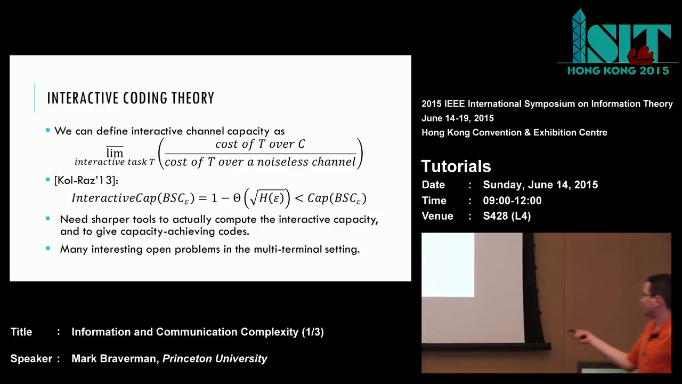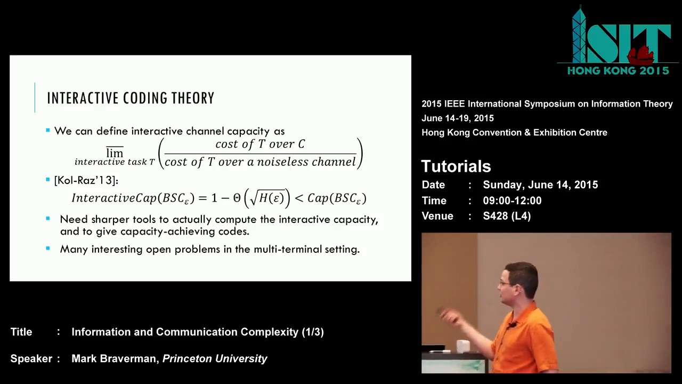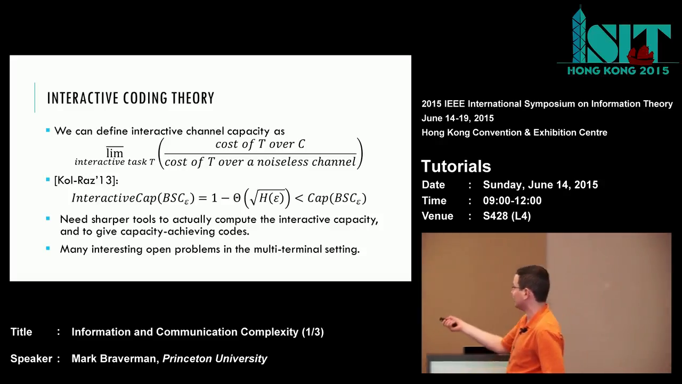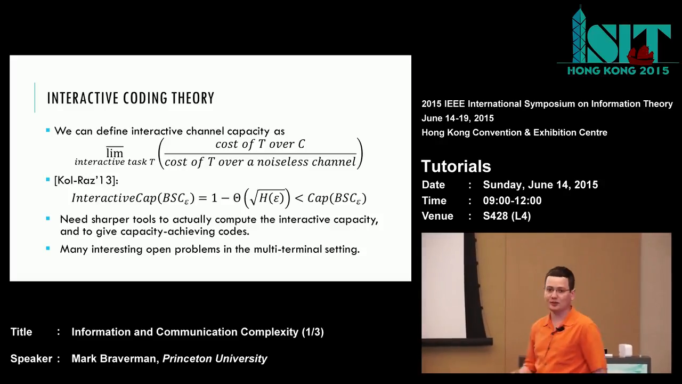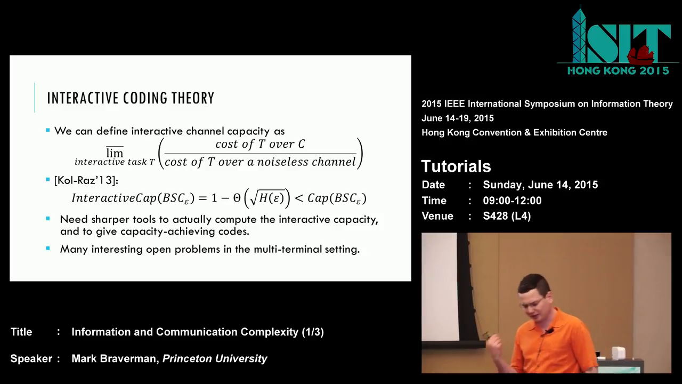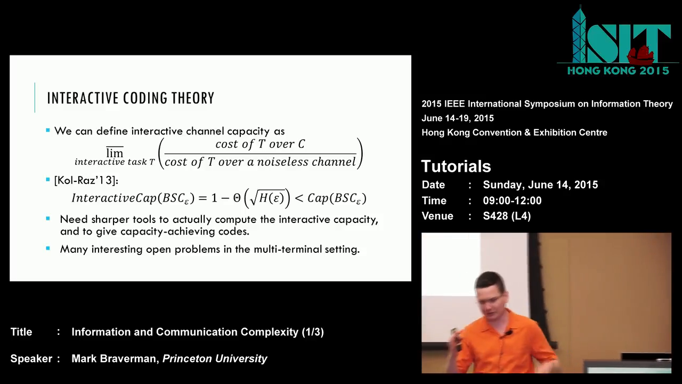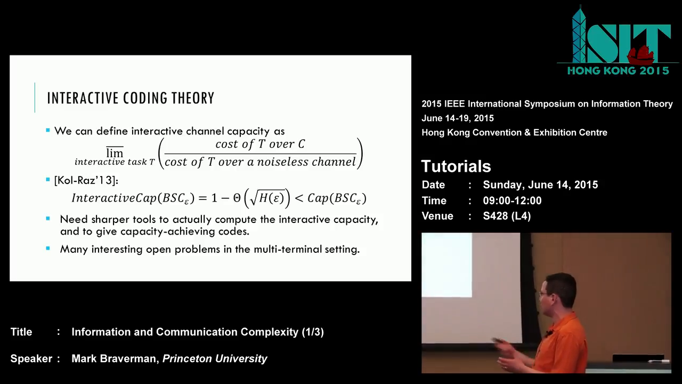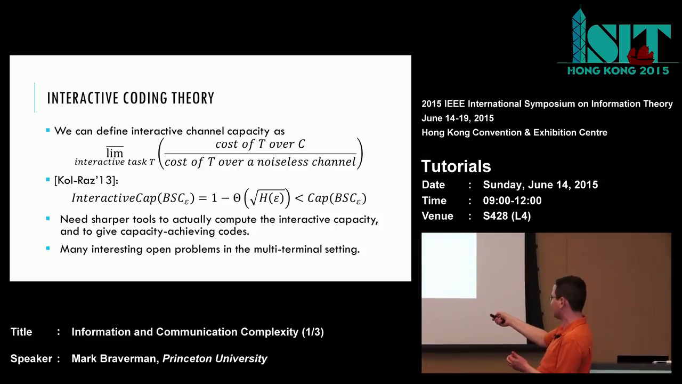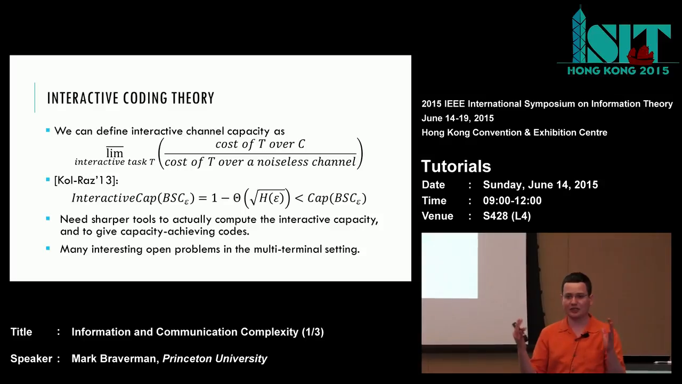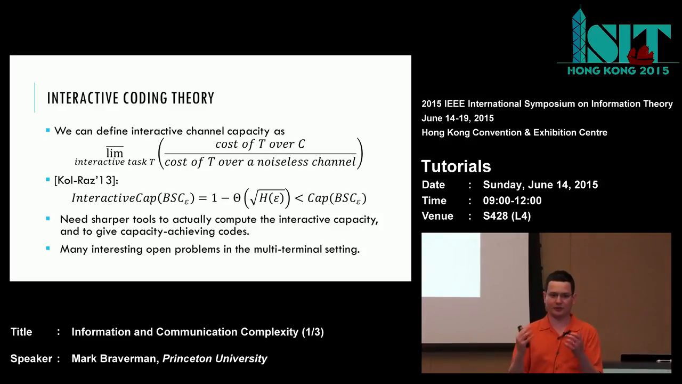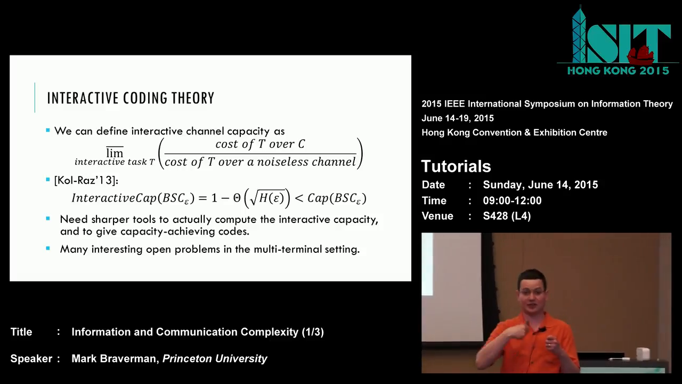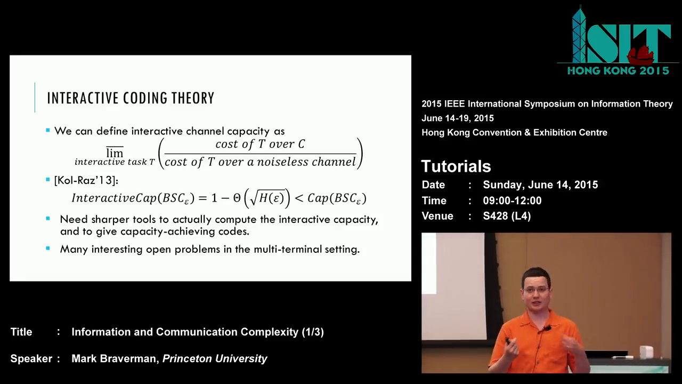And it turns out that there is a gap. So the interactive capacity of a channel is strictly lower than its one-way capacity. The intuition is that you lose something like square root of h of epsilon. So let me give you some intuition for this result because it's instructive. Imagine we are trying to have a conversation over a channel where each bit gets corrupted with probability epsilon.